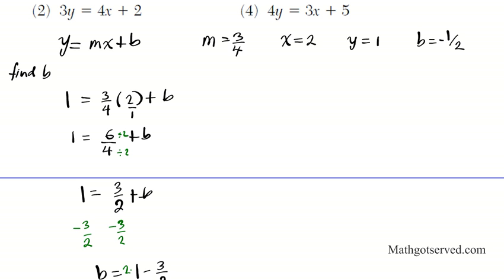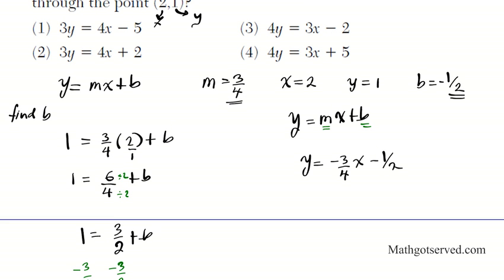Now if I want to write out the equation of my line, I'm going to rewrite y equals mx plus b. I'm just going to plug in the values I know for m and b, and that would be my equation. Plugging in m and b, I'm going to have y equals negative 3 over 4x minus 1/2. Okay, so what option does that match? It does not match any option because you notice all our options do not have denominators.